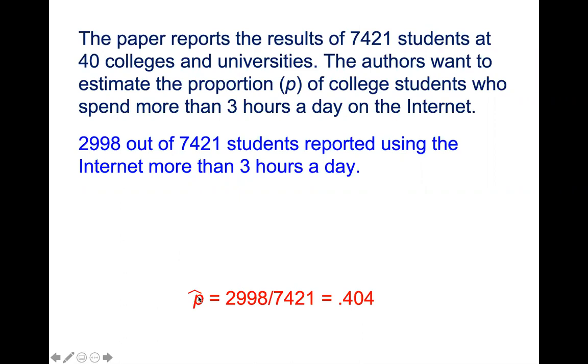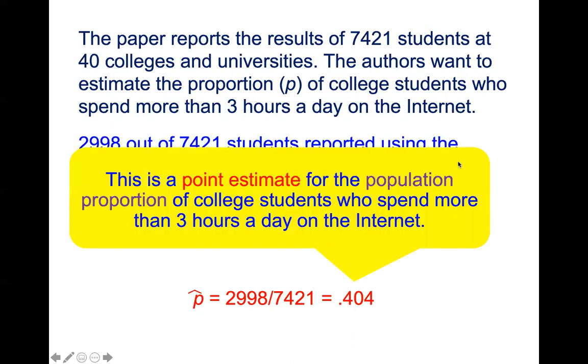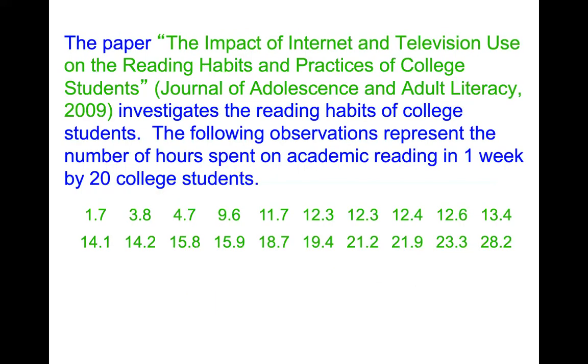So to do that, the sample proportion, that's why there's a hat on it, 2,998 divided by 7,421 gets you 0.404. And this is your point estimate. All right, the sample proportion to estimate the population proportion, just like the sample mean would be a point estimate of the population mean. Okay, so see how that goes? All right, good. So this is our point estimate. Nice.